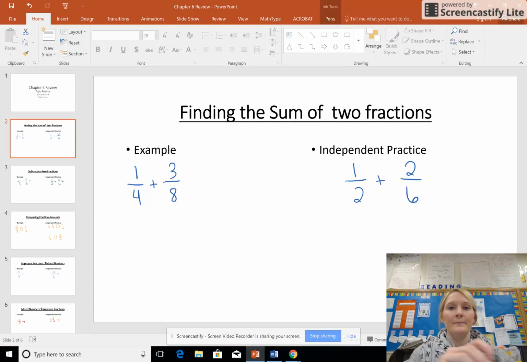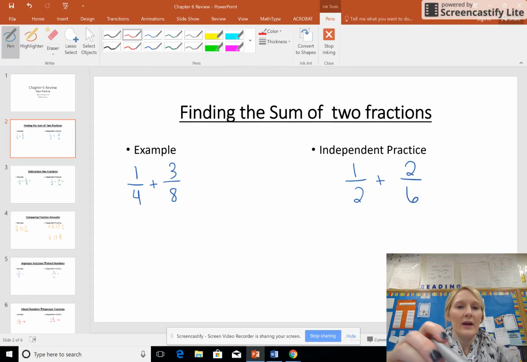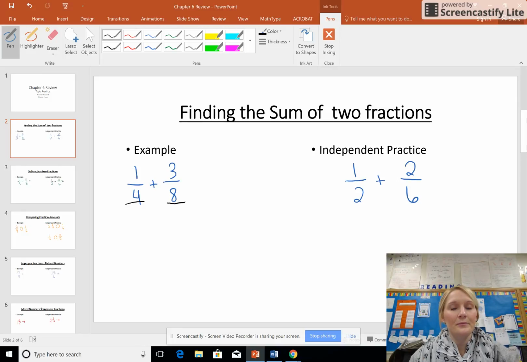Let's get started. When we want to find the sum of two fractions, if you take a look at the example, we are going to want to find a common denominator first. So in order to do that, I have to look at the denominators that I already have, 4 and 8. There are two things that I can do. I can look at those numbers and decide what number could be divisible by both of them, or I could multiply them together to get a common denominator. I know that I can divide 8 by 4. I also know that I can divide 8 by 8. So I'm going to use the 8 as my common denominator.